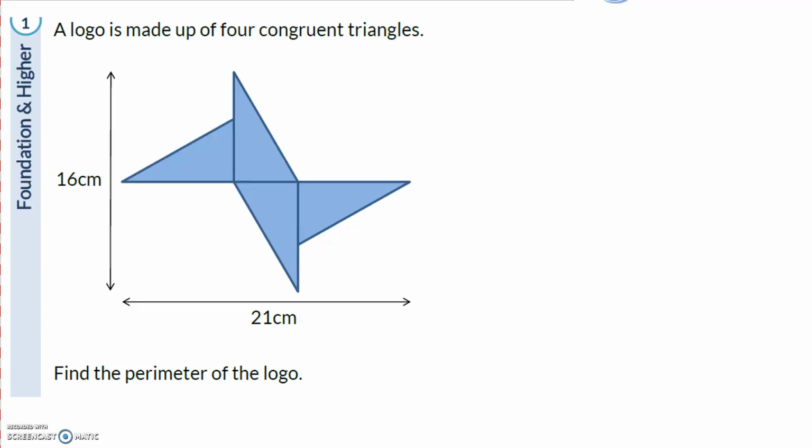GCSE question of the week, week 7. A logo is made up of 4 congruent triangles. So for a start, we need to know what this word means. This word means they're the same size and they're the same shape.